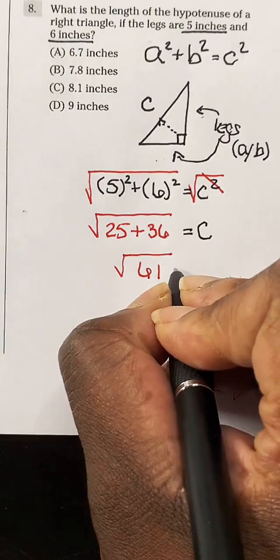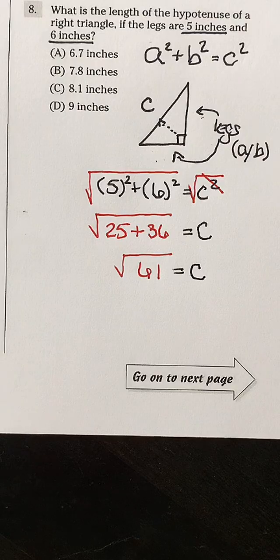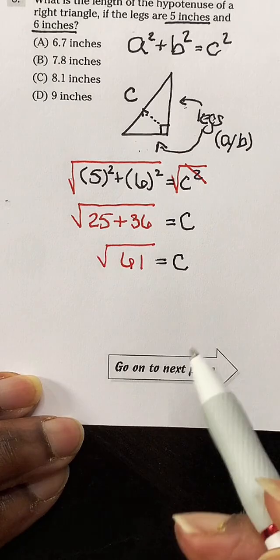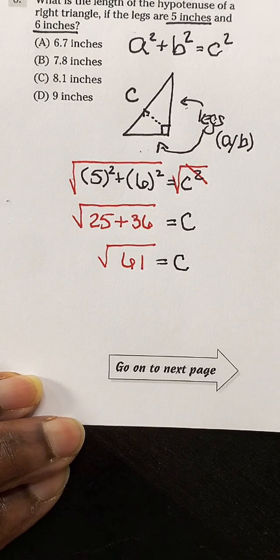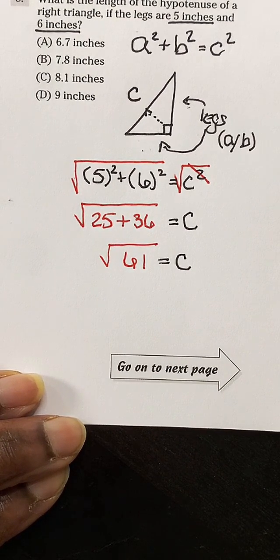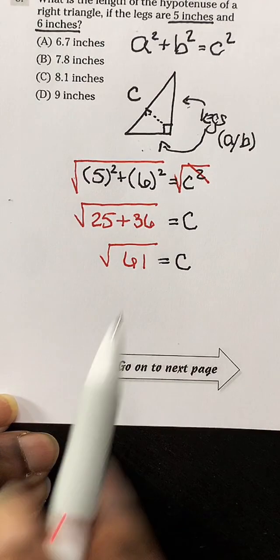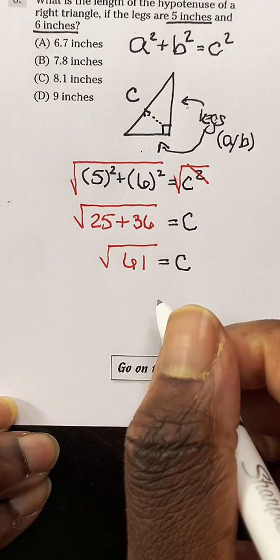Not at all. But thinking about our square roots, because sometimes I'm going to tell you, when it comes to the GED, the ASVAB, and the ACCUPLACER, you really can't use a calculator. So that's why you see me doing a lot of these by hand. But if I think about my perfect squares, I know that 61 is going to be between 6 and 7.